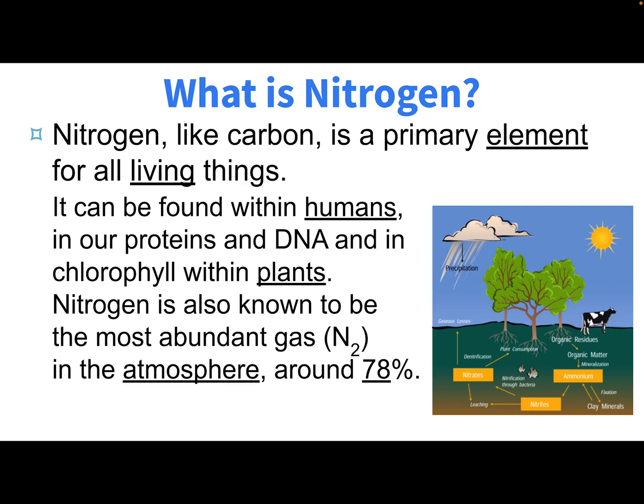Nitrogen is the most abundant gas in the atmosphere, around 78-ish%. And nitrogen is diatomic, so it's found naturally as N2 in the atmosphere, and it is the number one, by far, the most abundant gas in the atmosphere. Next is oxygen at about 21-ish% from there.